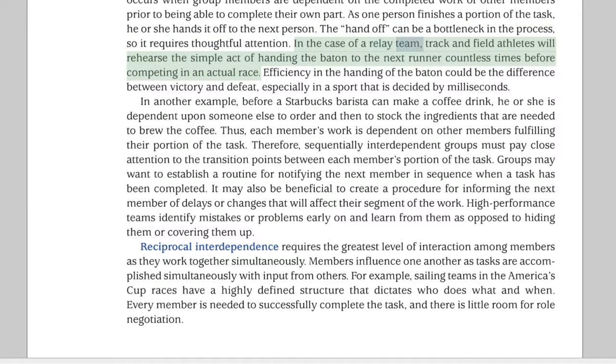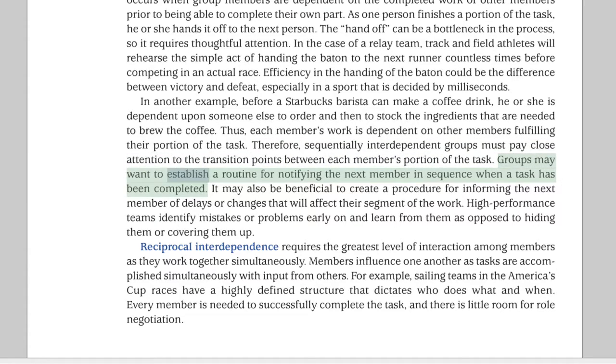In the case of a relay team, track and field athletes will rehearse the simple act of handing the baton to the next runner countless times before competing in an actual race. Efficiency in the handing of the baton could be the difference between victory and defeat, especially in a sport that is decided by milliseconds. In another example, before a Starbucks barista can make a coffee drink, he or she is dependent upon someone else to order, and then to stock the ingredients that are needed to brew the coffee. Thus, each member's work is dependent on other members fulfilling their portion of the task. Therefore, sequentially interdependent groups must pay close attention to the transition points between each member's portion of the task.